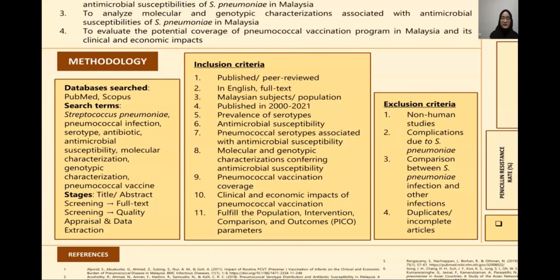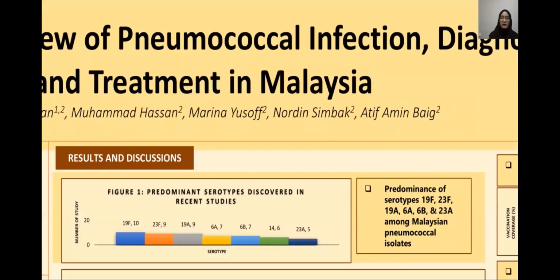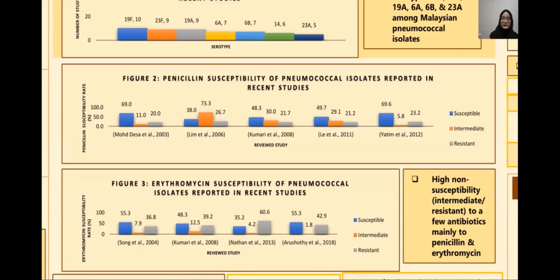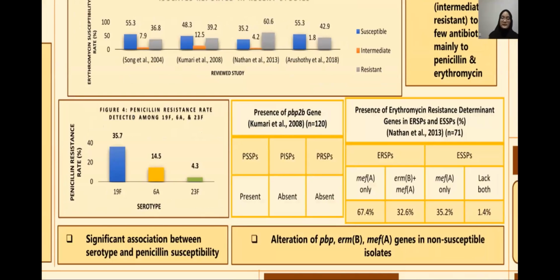The selected articles were studies published from 2000 to 2021. These are our findings. Based on figure 1, the most common serotypes were 19F, 23F, 19A, 6A, 6B, and 23A. Based on figure 3, we can see a consistent trend of resistance of the isolates to penicillin and erythromycin. Based on figure 4, there is a significant association between serotype and penicillin susceptibility. The next 2 tables suggest that the varying antimicrobial susceptibilities between susceptible and non-susceptible isolates might have been contributed by alteration of resistance determinant genes.